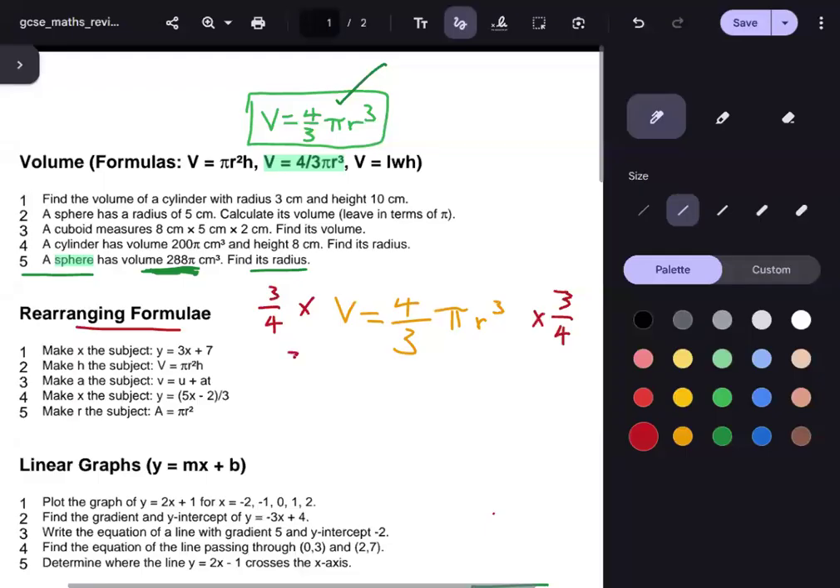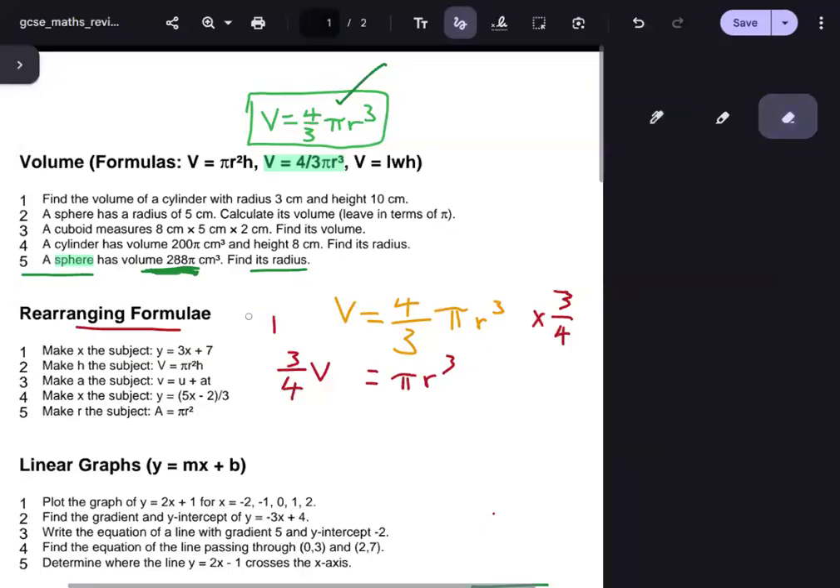And so you're going to get 3 over 4 V is equal to pi times r cubed. Right, and then you can divide both sides by pi to get rid of the pi. But I think this is the more complicated way to do it. Let's divide both sides by 4 over 3 pi. I think that would be easier, right? Yeah.